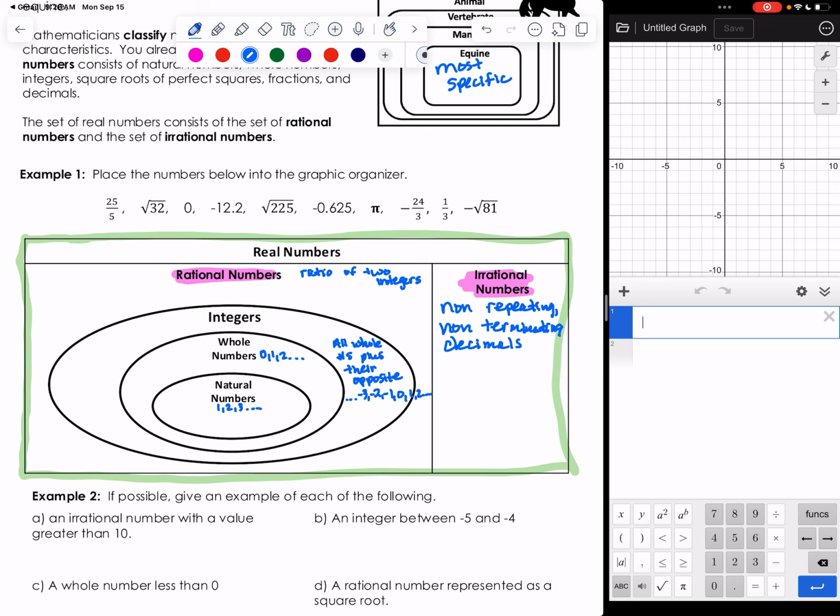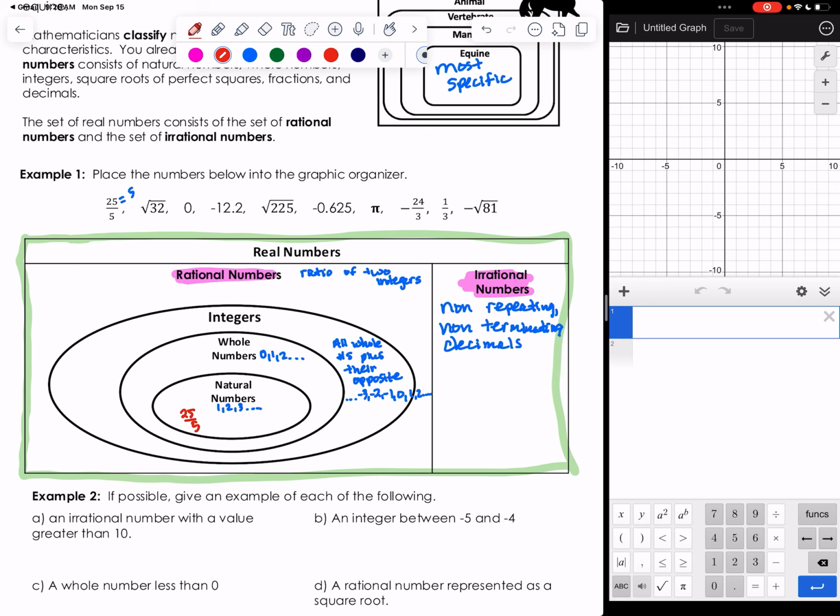Now, in example 1, they want us to place the numbers below into the graphic organizer. And we're going to be placing it into its most specific spot. So 25 over 5 would simplify to 5. 25 divided by 5 is 5. So that is a counting number. So 25 over 5 would go in the natural number category.